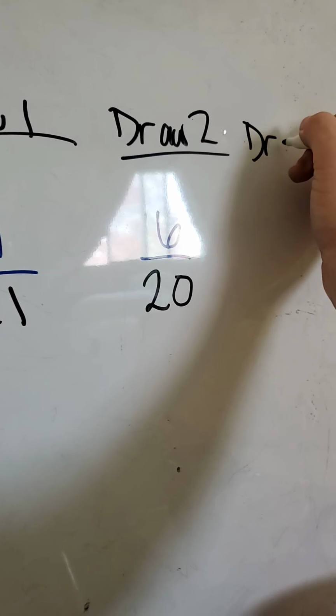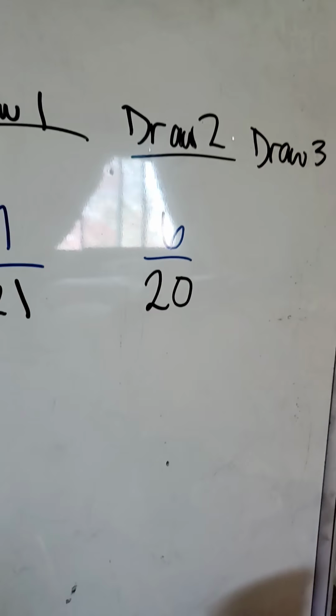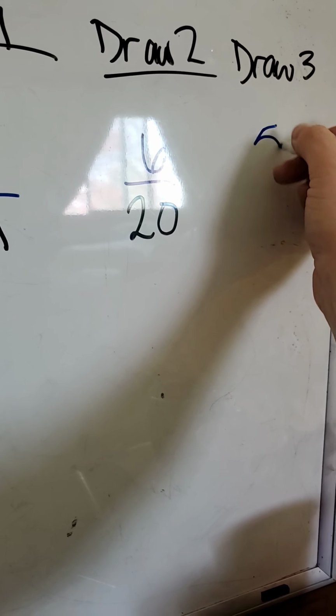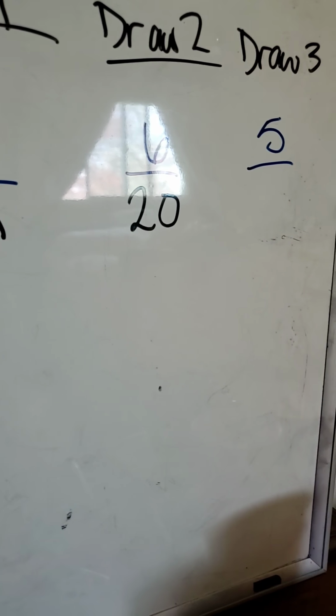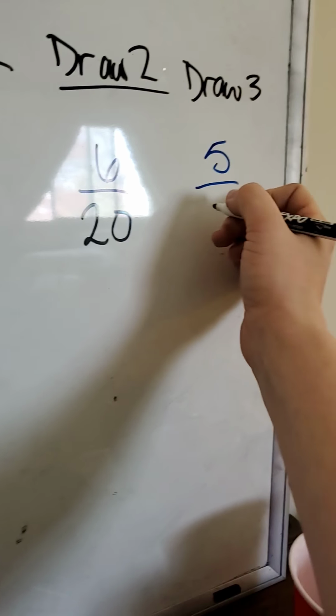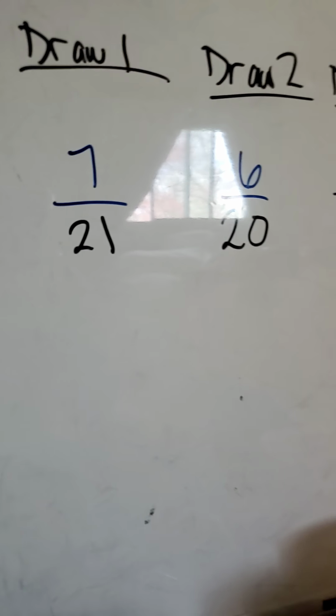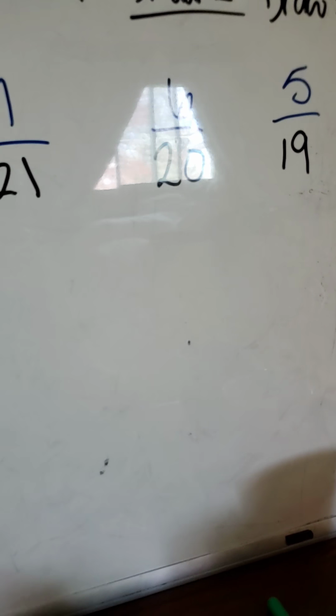And on the third draw, well, if I did draw a blue one, then there's 1 less blue marble in the bag. So now I have a chance of pulling 5 out of how many marbles? Well, if there's 1 less marble in the bag, now there's 19 marbles in the bag. All right. And this is the definition of compound probability right here.